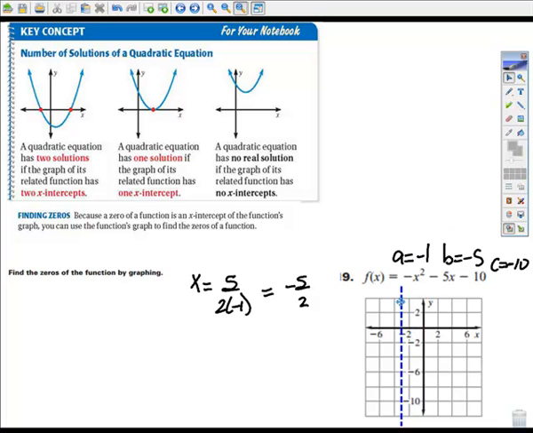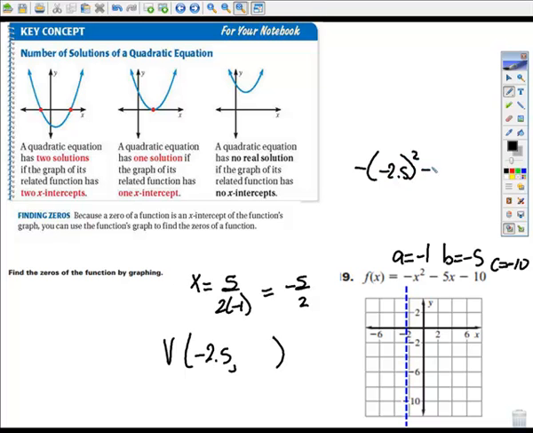I'm going to scooch it back just a little bit. That's about as close as I'm going to get it on here. Okay, now I need to go ahead and find my vertex. So I know it's -2 1/2, and I need to plug that in here. So I'll go the opposite of -2 1/2 squared minus 5 times 2 1/2 minus 10. Notice up here I squeaked in the little negative. That's a -2 1/2, and my answer is -3.75. So -2 1/2, -3.75.